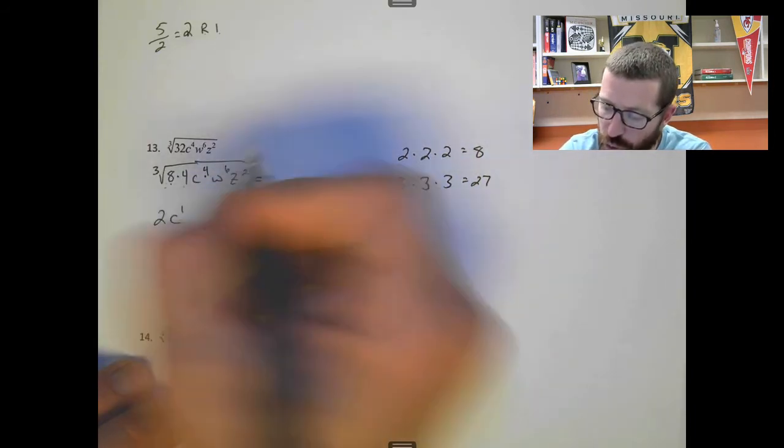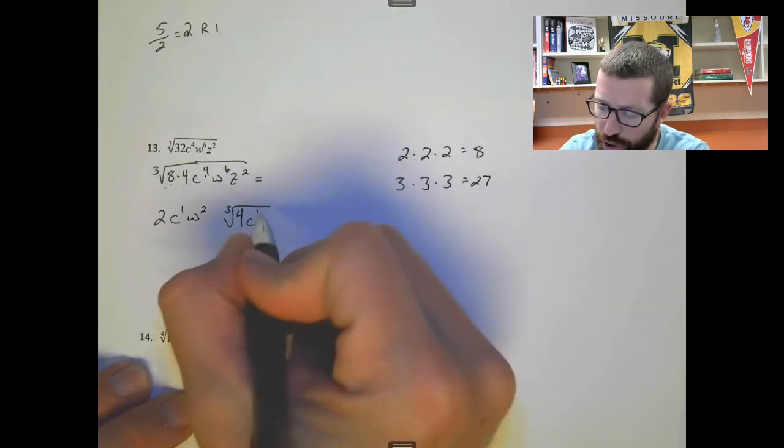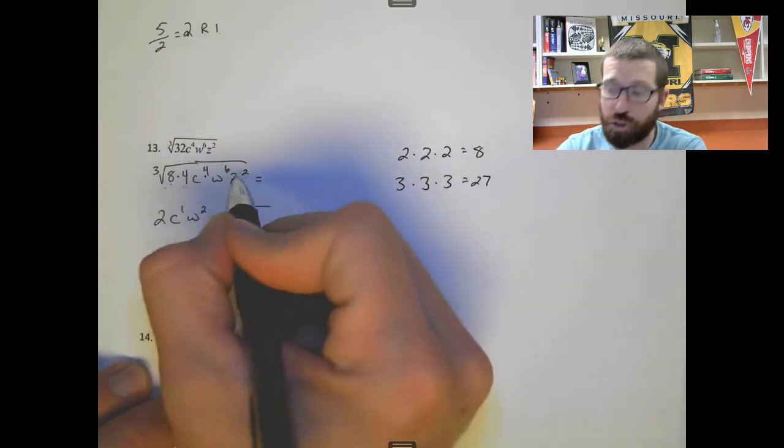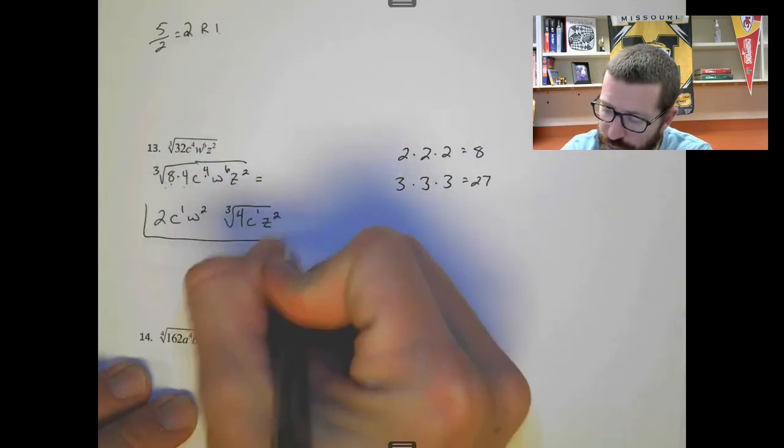3 goes into 6 twice with the remainder of 0, so there's no w's in there. And then 3 doesn't go into 2, so nothing comes out, and it's z squared inside.